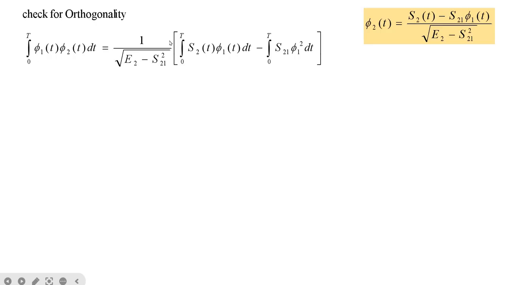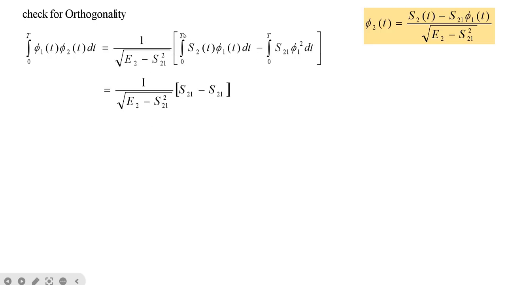Again when you substitute here, the denominator term we will take outside the bracket, and inside the bracket we have multiplied phi 1 of t with both these terms, that is s2 of t into phi 1 of t, minus s21 into phi 1 of t into phi 1 of t, which is nothing but phi 1 square of t. I have not written t here, but t should come here, that is phi 1 square of t dt.